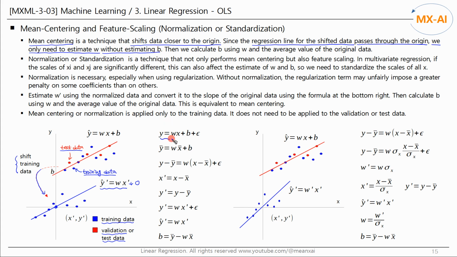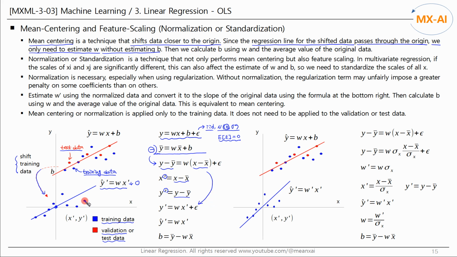The data points follow this model. The epsilons are assumed to be independent, identically distributed, and normally distributed. Taking the average of both sides of this equation, we get the following equation. By assumption, the average of epsilon is 0. Now we subtract the two equations to eliminate B. Then we get this equation. If x minus x bar is called x prime and y minus y bar is called y prime, this equation can be written as follows.